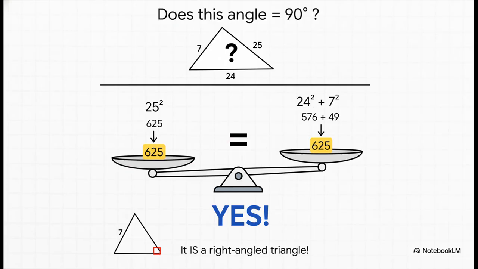Okay, let's break it down together. Our longest side is 25. 25 squared is 625. Now let's test the other two sides. 24 squared plus 7 squared. That gives us 576 plus 49. When we add those together, we also get 625. Both sides of our equation equal exactly 625. So the crucial point is that because it perfectly satisfies the formula, the answer is an absolute yes. This must be a right-angled triangle.